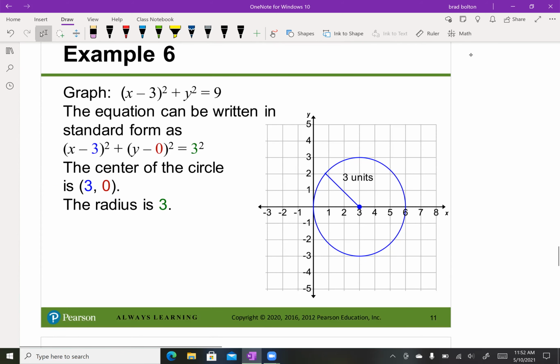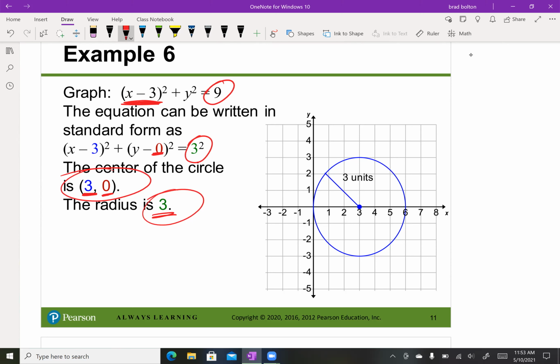All right, so here's an example. Now, they want you to use the form to very quickly find the center. So you see here, x minus 3 squared. So that's how they got the 3 right here. Then you have y squared with nothing next to it. So that means that it's 0. So that's how they got the 0 here. Once again, 9 is what they say is on the right-hand side of the equal sign. So 3 squared is another way of saying 9. So we get a radius of 3. So we have our center of 3 comma 0, and we have a radius of 3.